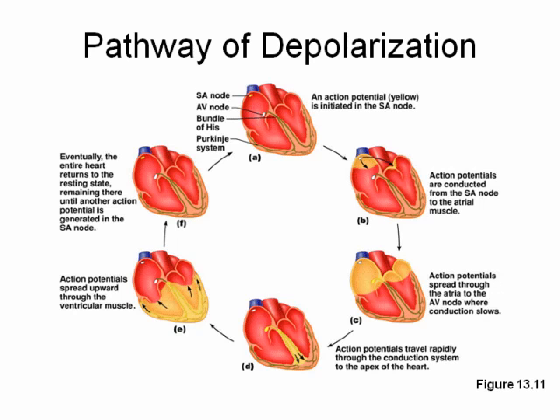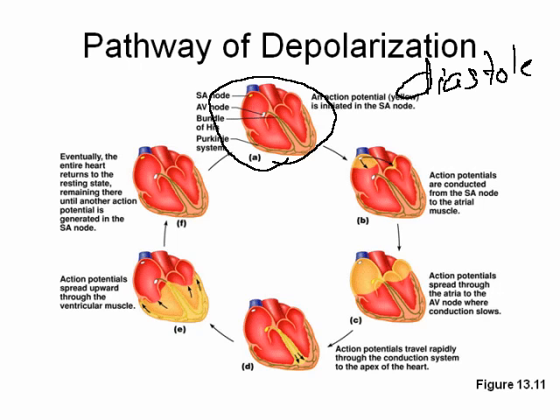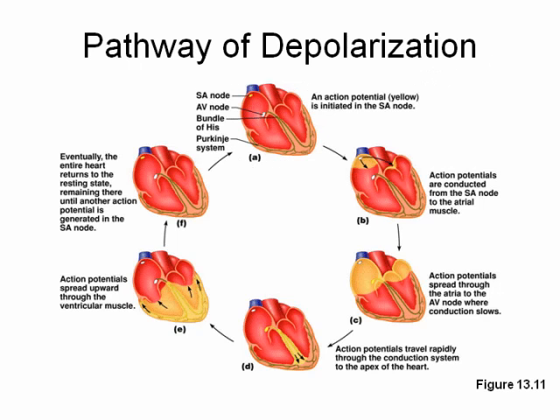So we have, first of all, this is during diastole here. The heart is relaxed. Then we have the initiation of the pacemaker potential here in the SA node, and this starts sending a wave of depolarization through the atria, as shown here by this tan shading.